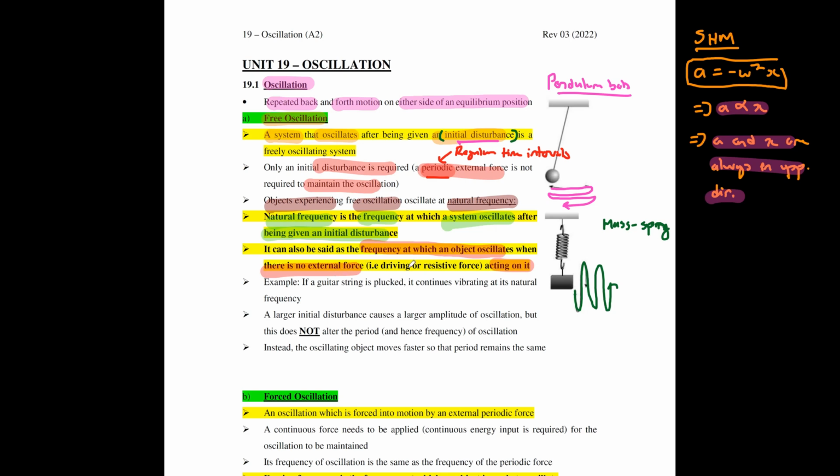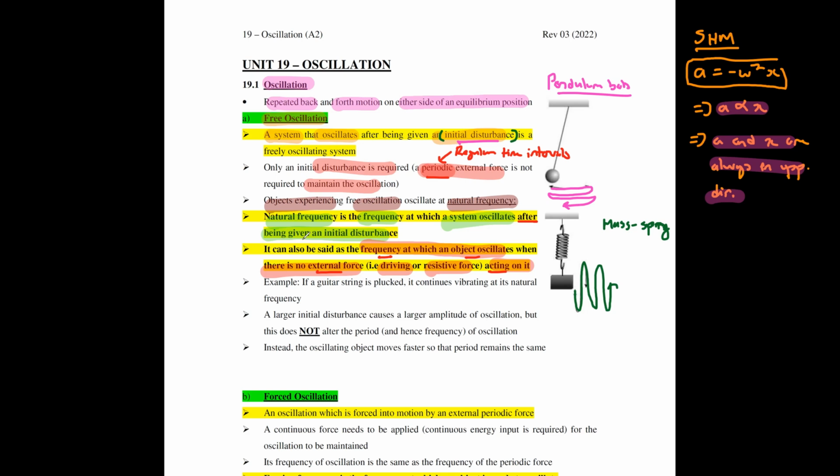Your external force here could be a driving force or it could be a resistive force, which is kind of true. When you say that your natural frequency is the frequency at which your object oscillates when no external force acts on it, you consider this now. Once you give your system an initial disturbance and then you release it, after you release it from the initial disturbance, there's no longer any force and it was oscillating.